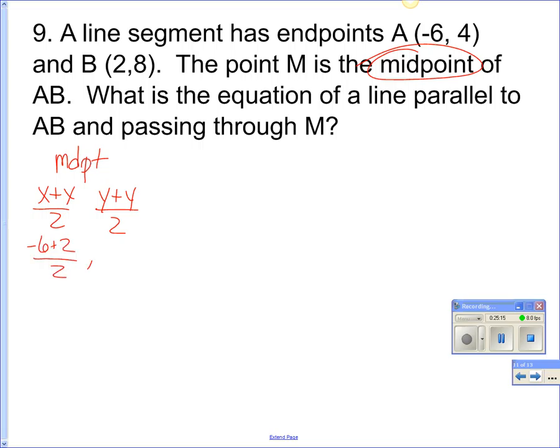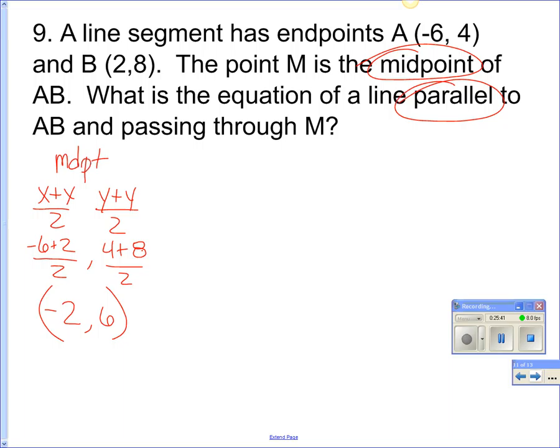Joyce, what are my two y values? Good. All right, -6 plus 2 is -4 divided by 2 is -2. 4 plus 8 is 12 divided by 2 is 6. Okay. All right, Levi, what is something else we have to do on this problem? Very good. Circle parallel.